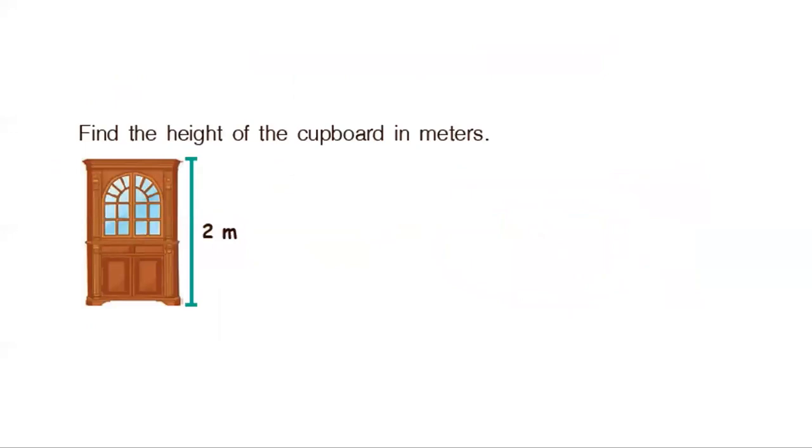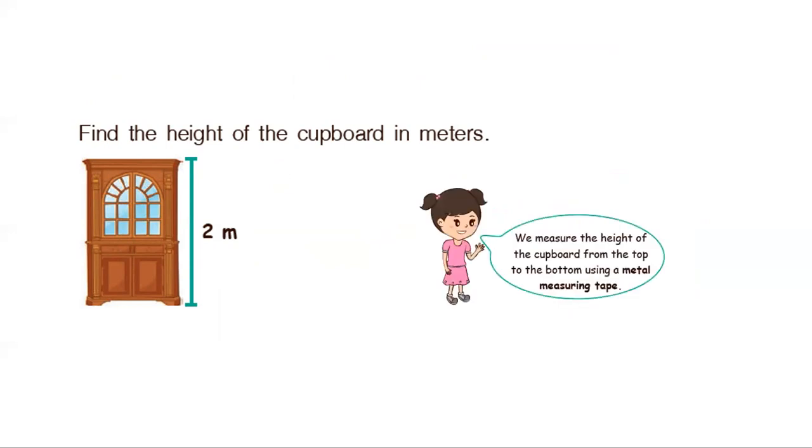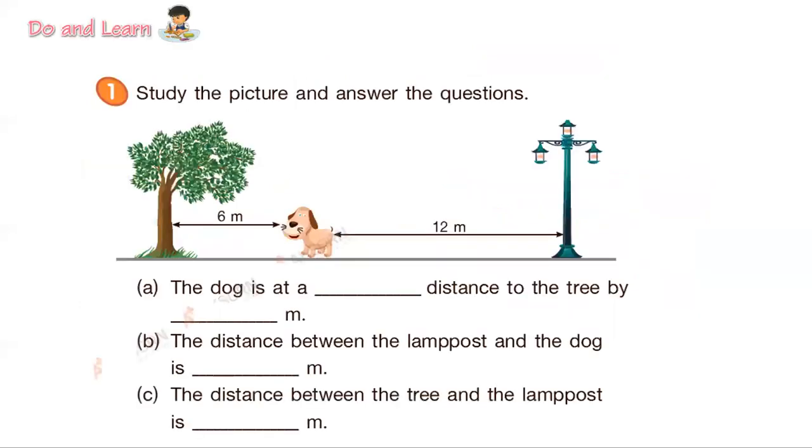Find the height of the cupboard in meters. Yes, we can see that it's 2 meters. But remember, we measure the height of the cupboard from the top to the bottom using a metal measuring tape.